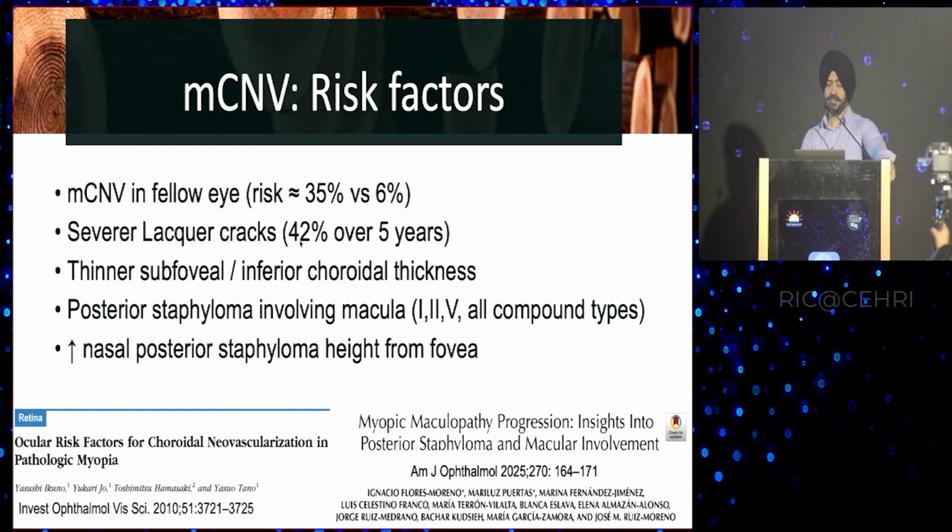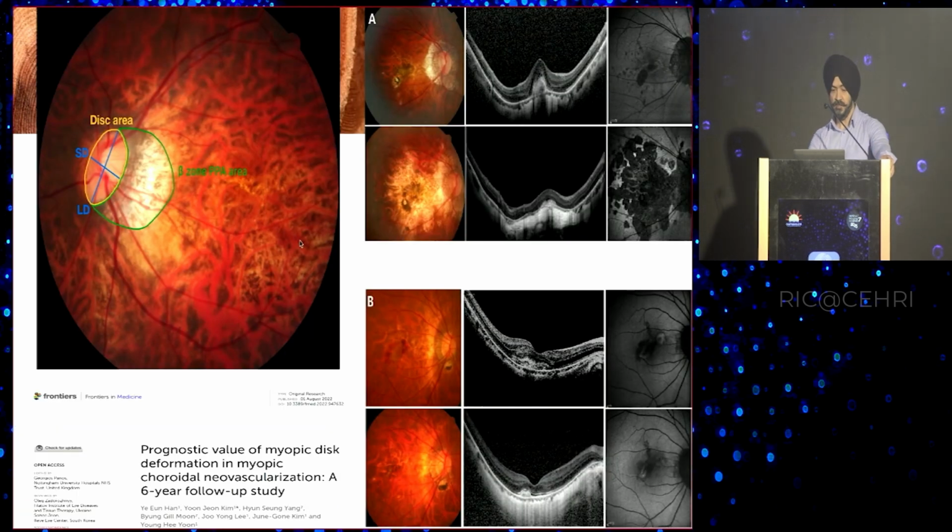The risk of myopic CNVM development is much higher if the fellow eye is already involved, if there are crisscross lacquer cracks, or if the choroid is thin, especially under the fovea and inferior macula. There are other factors which also increase the risk for myopic CNVM.